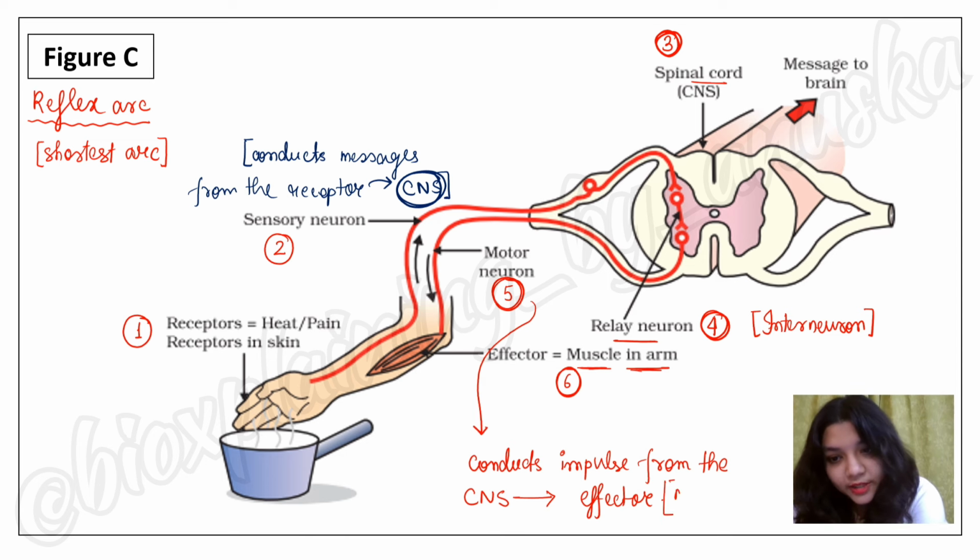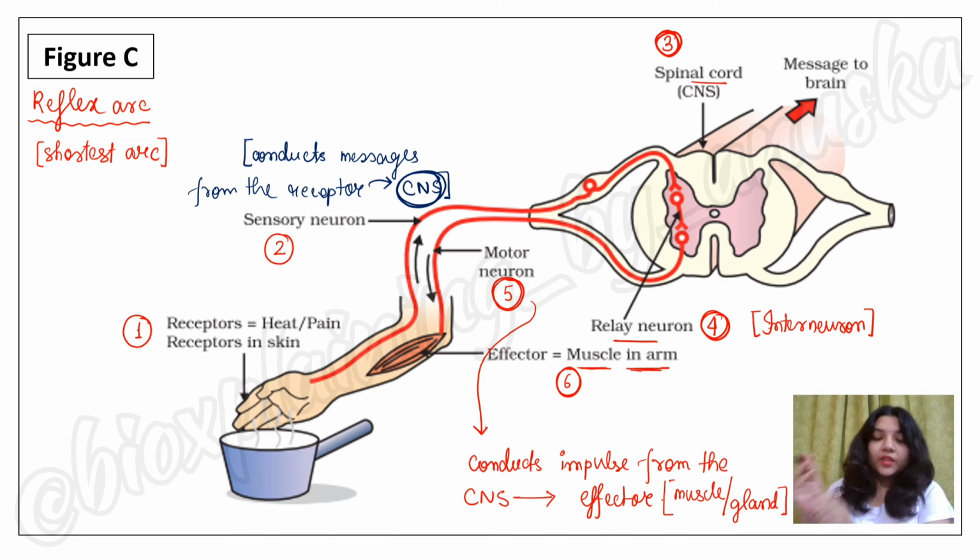So your effector can either be a muscle or it can also be a gland. Okay. So these 6 parts, I guess, are clear.